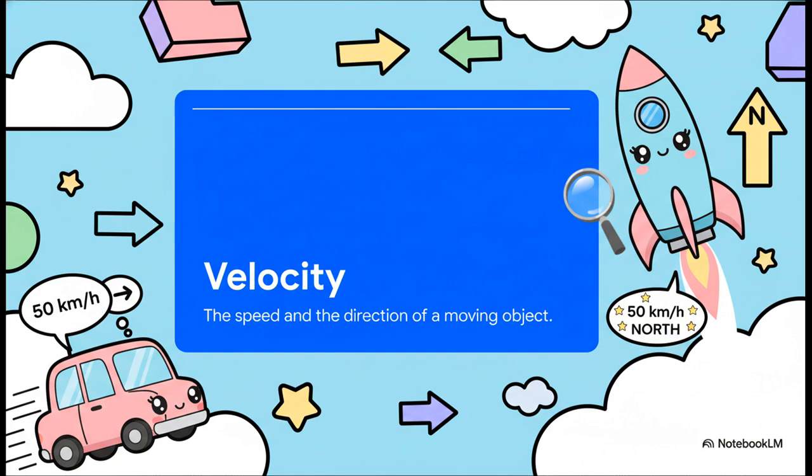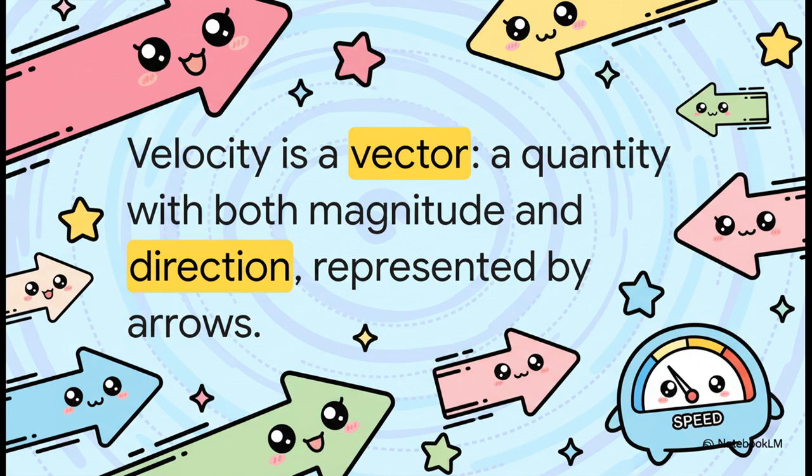50 kilometers per hour is a speed. But 50 kilometers per hour heading north, now that is a velocity. Because it includes both an amount, what we formally call magnitude, and a direction. In physics, we classify velocity as a vector. And let me tell you, we absolutely love to draw vectors as arrows. Think of it like a visual cheat sheet. When you see an arrow representing velocity, the length of the arrow visually shows you the speed, and the pointy end shows you the exact direction the object is traveling.